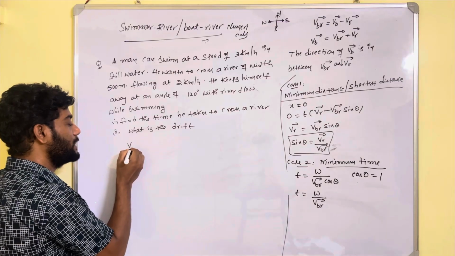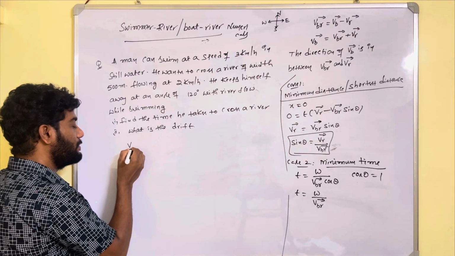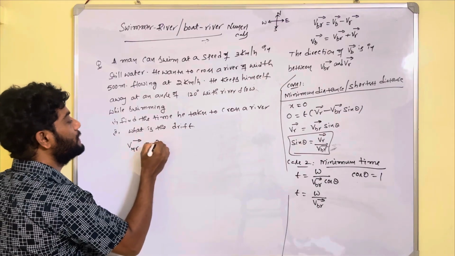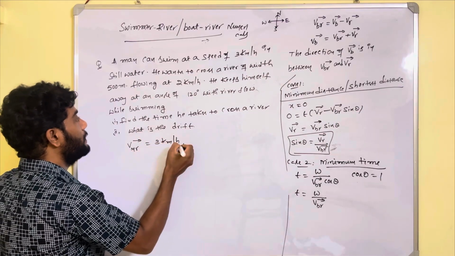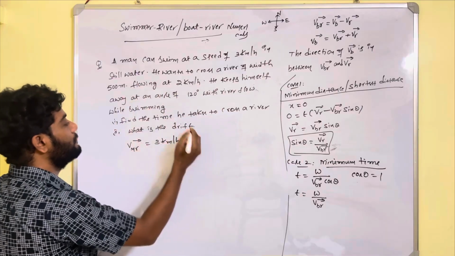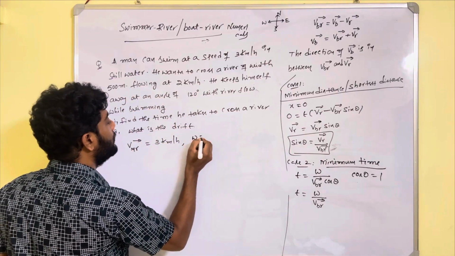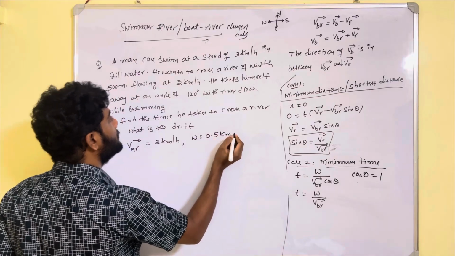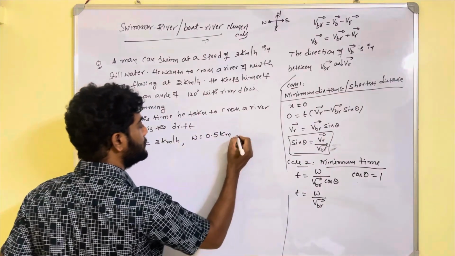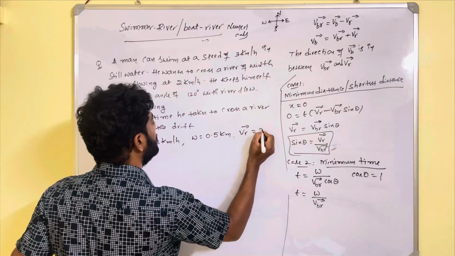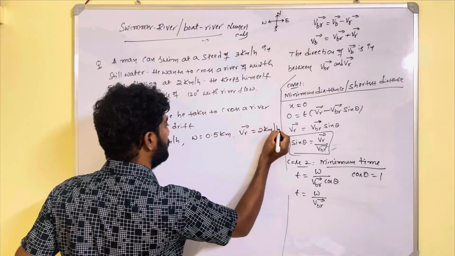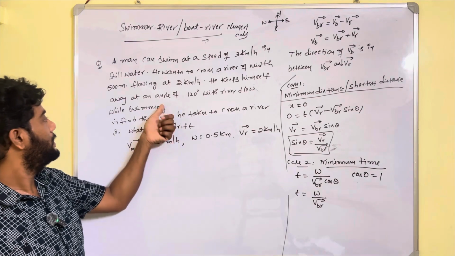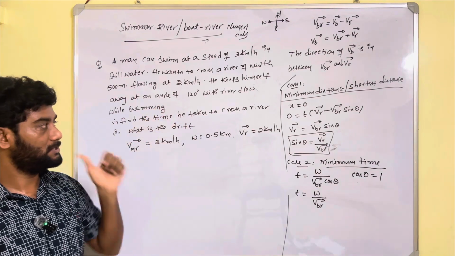So what is this? Velocity of the swimmer or man with respect to the river is 3 kilometers per hour. Again, the width of the river is given as 500 meters, which means 0.5 kilometers. And the velocity of the river is 2 kilometers per hour. Now what is the question asking? The time he takes to cross the river.